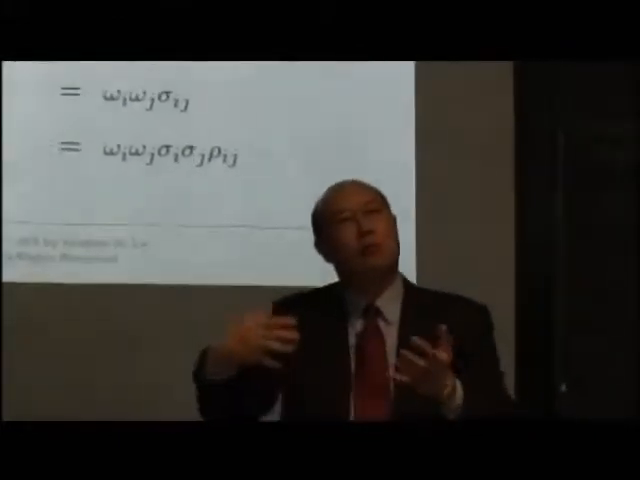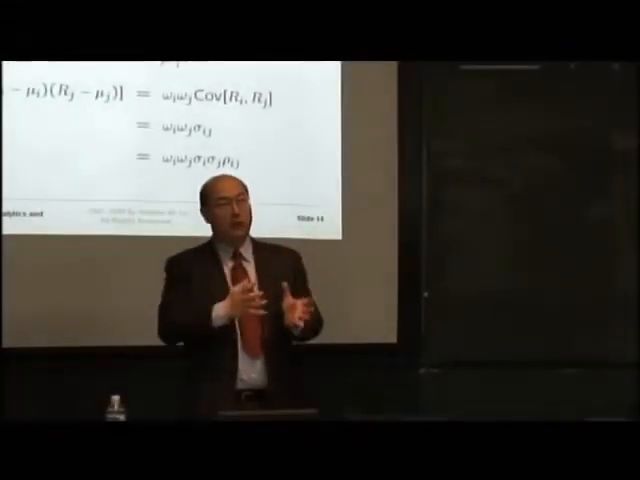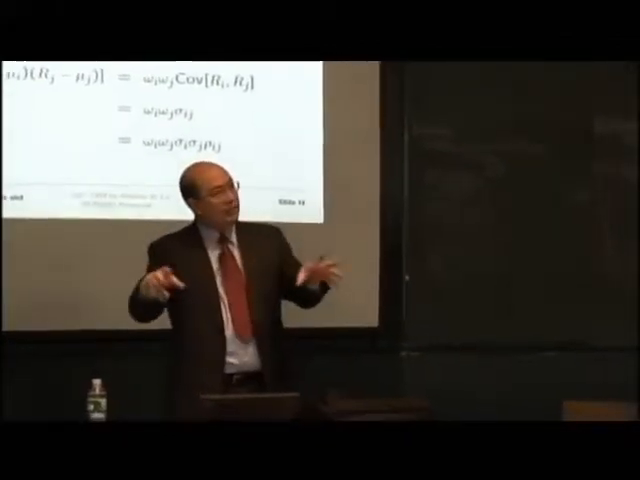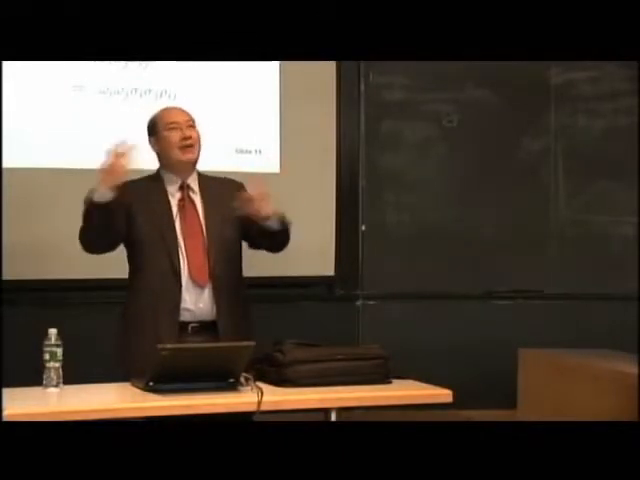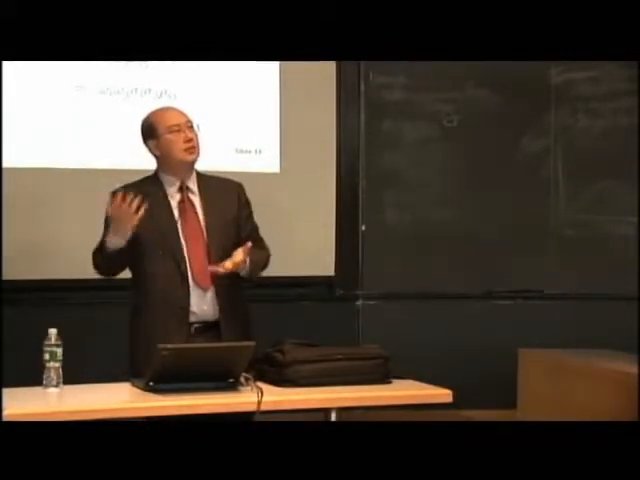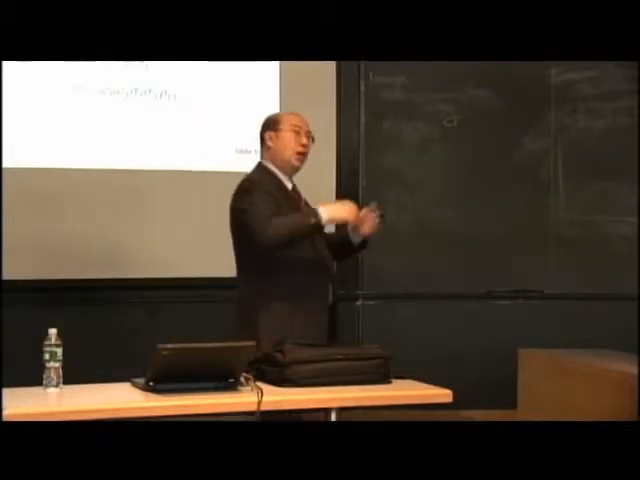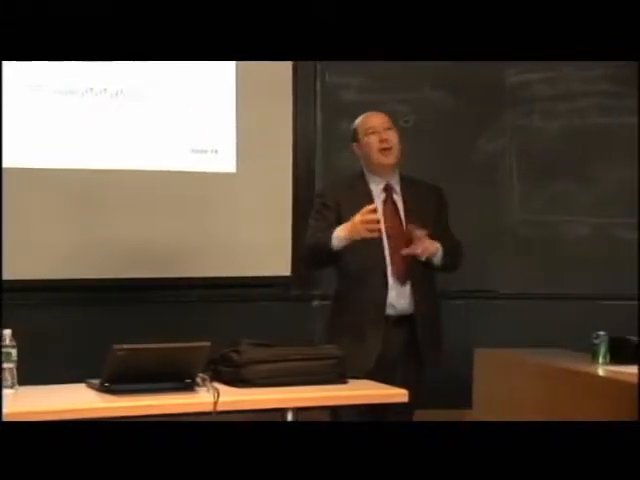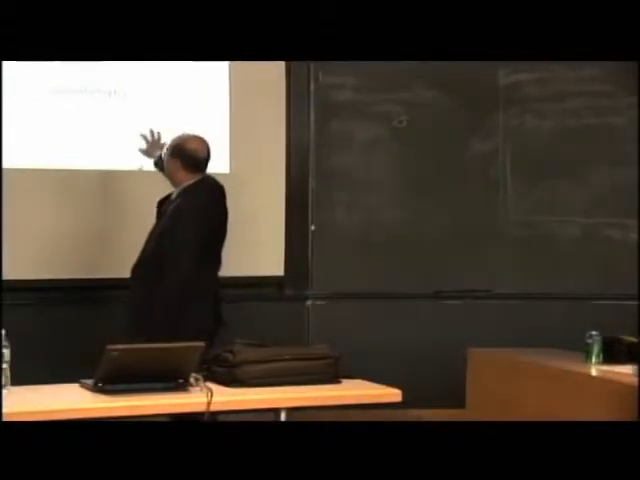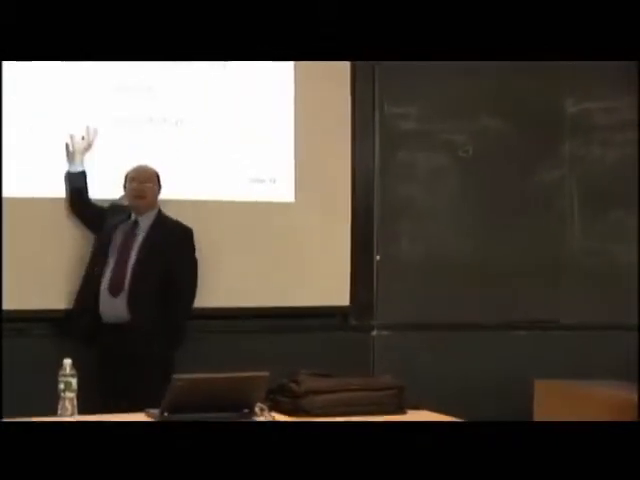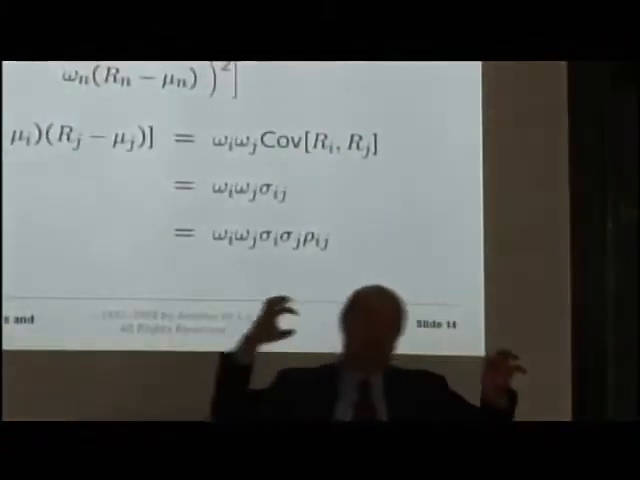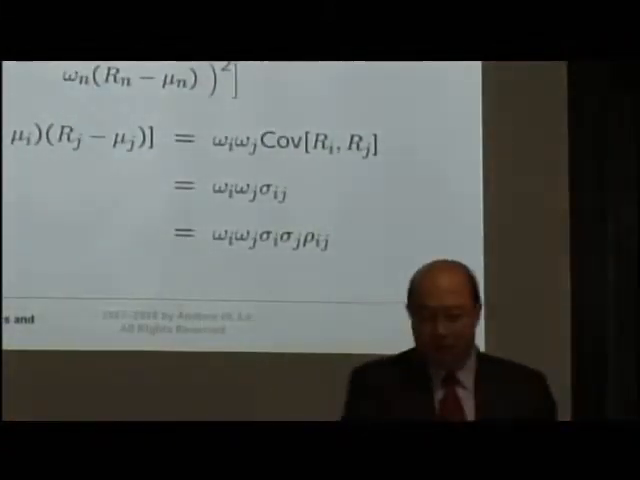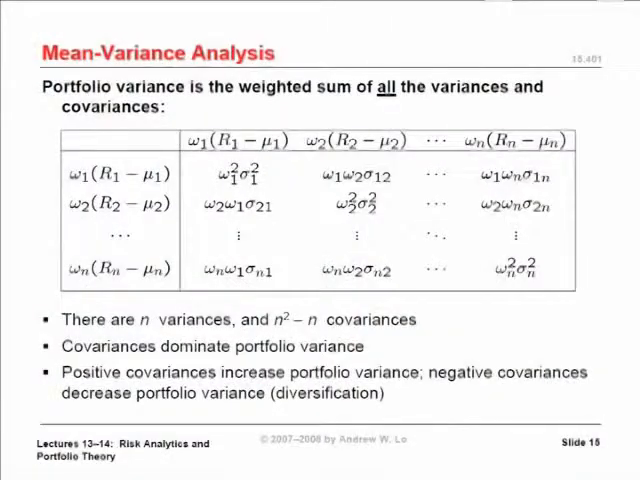The point is that when we look at the variance of a portfolio, it's not just a simple weighted average of the variances of the component stocks. It's actually a weighted average of all the cross products where the weights are also the cross products of the weights. So it's all of these. And how many of these are there? Well, i goes from 1 to n, j goes from 1 to n, times n. You get n squared of these. So this actually has a nice representation. It actually comes out of a table.